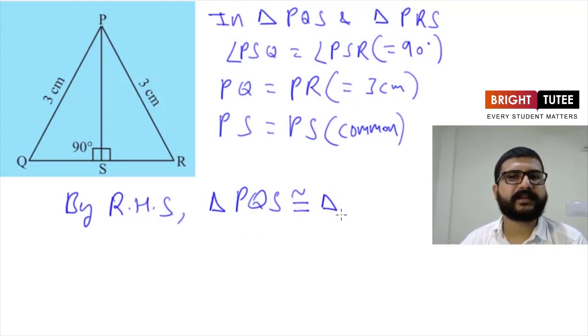Now again we have to write this order of vertices very carefully. So here now observe carefully what are the things we are having equal. This angle PSQ is equal to PSR, that is angle S of triangle PQS is equal to angle S of triangle PRS. So it means S will correspond to S. So S is written in the end here. So here also we are going to write it in the end.